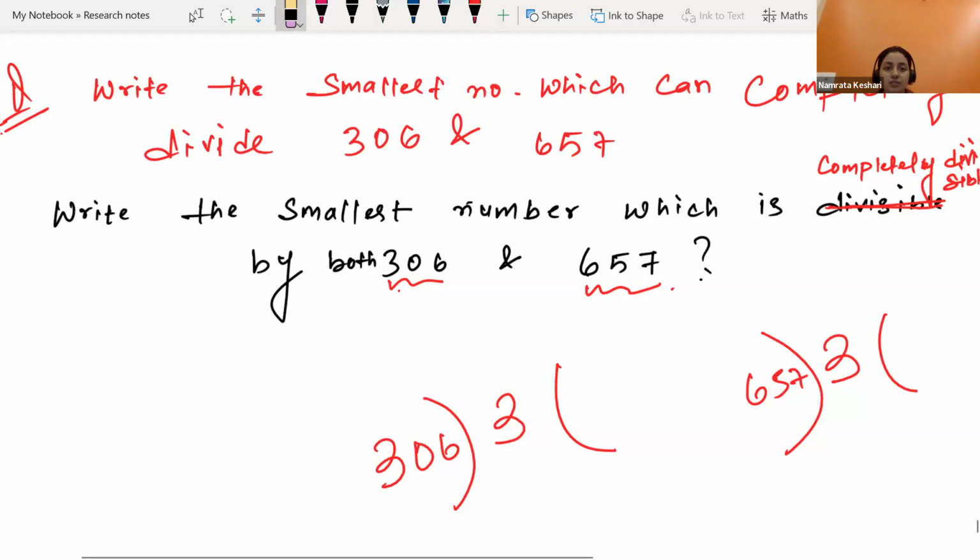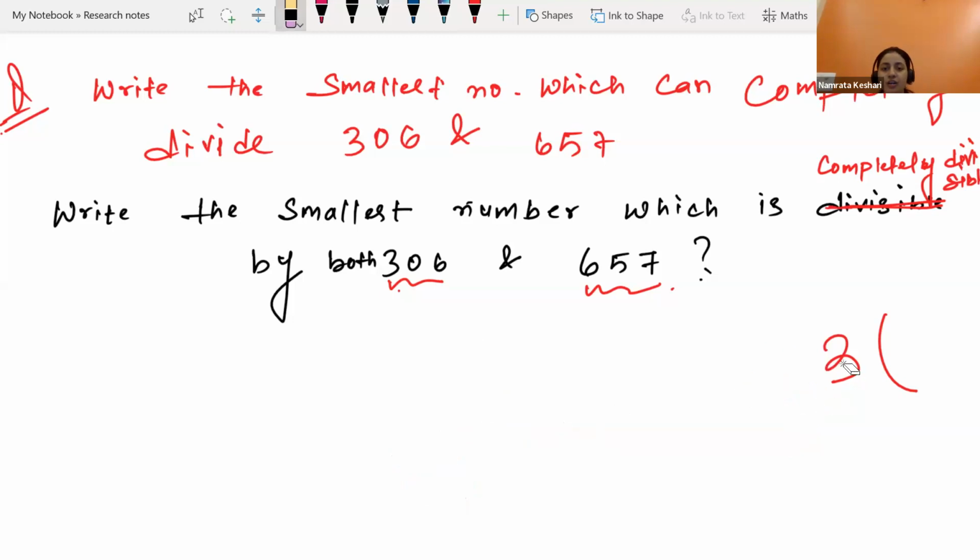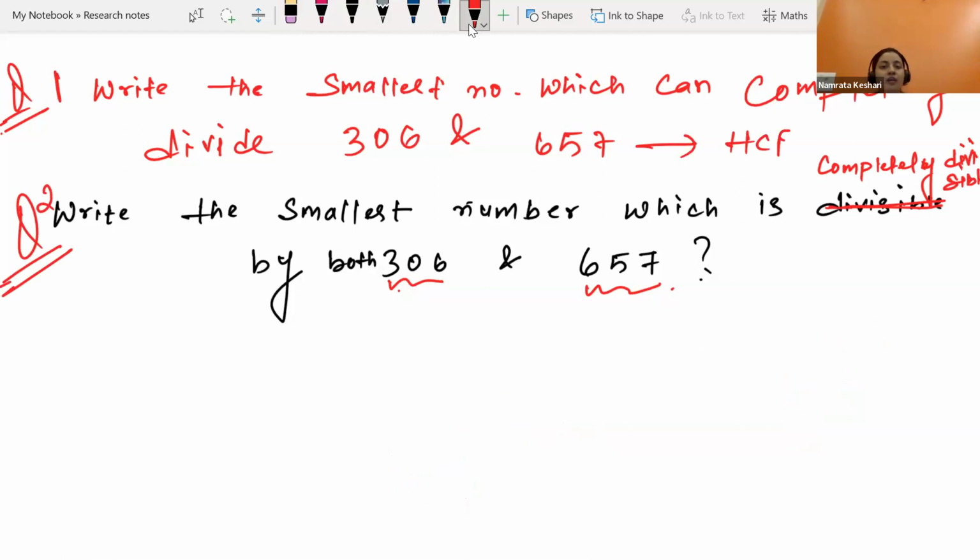I'm rubbing this part because whatever I have written is completely invalid. Okay, let's read it. These are two different questions. Now tell me, let me mark it with numbers so that you will be able to answer properly. This is question number 1 and this is question number 2. Now for question number 1, LCM or HCF? HCF. Okay.